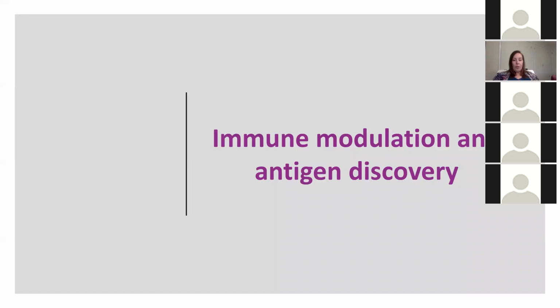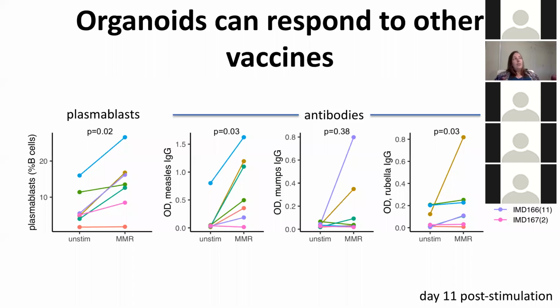So I'll finish up with a few little pieces of new data that we can talk about, and also what my plans are for the future. So recently I've shown that the organoids can also respond to other vaccines. In this case, we're looking at the measles, mumps, rubella vaccine, or MMR vaccine.